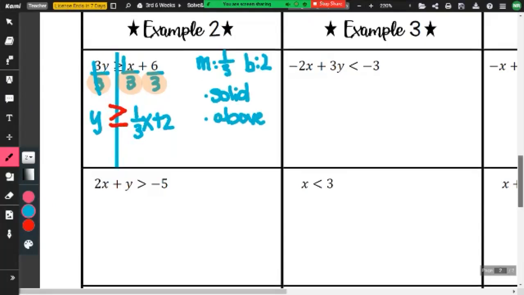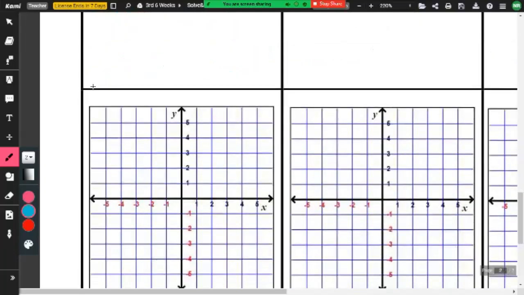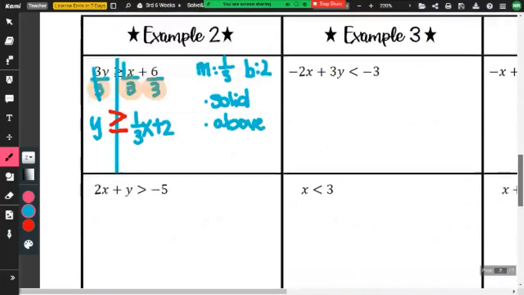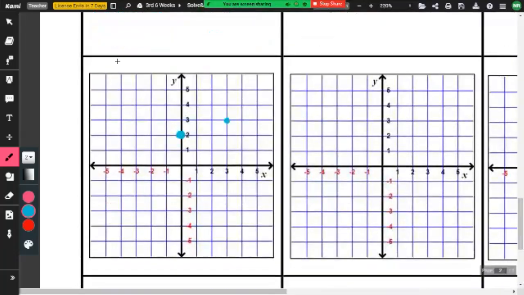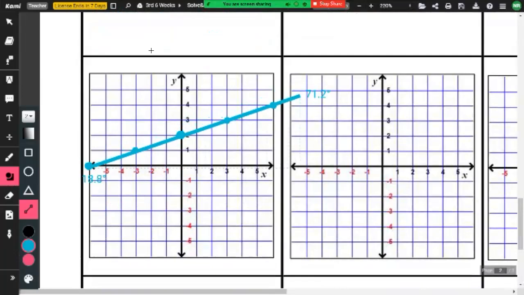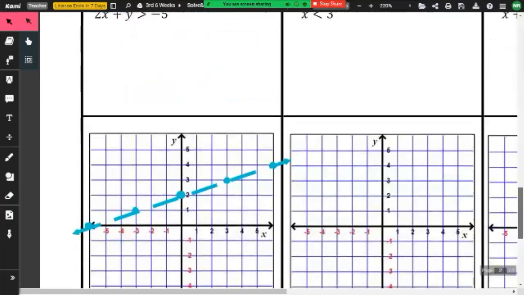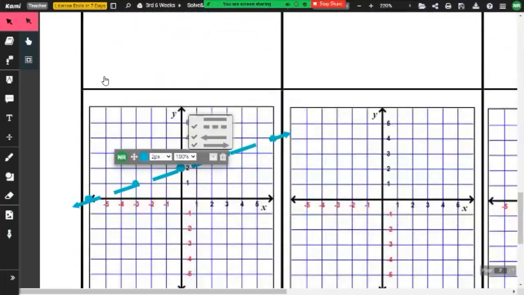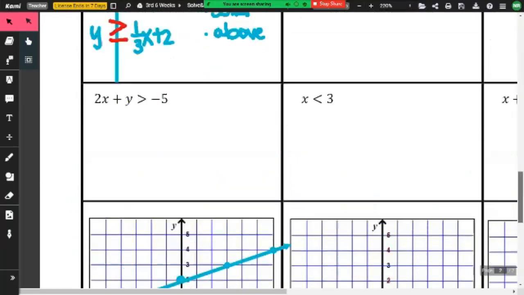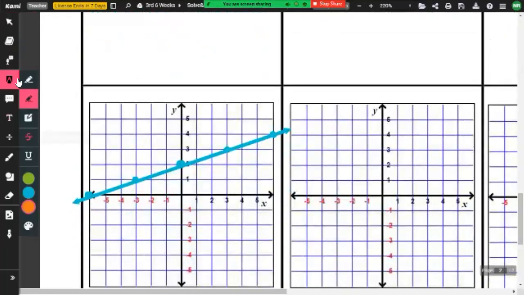Okay, so let's move on. We're going to start at that +2, and my slope is +1/3, so we're going to go up 1, right 3, up 1, right 3, down 1, left 3. Hold on, we did say solid. I'm going to switch that back to solid, and we're going to shade above that line.